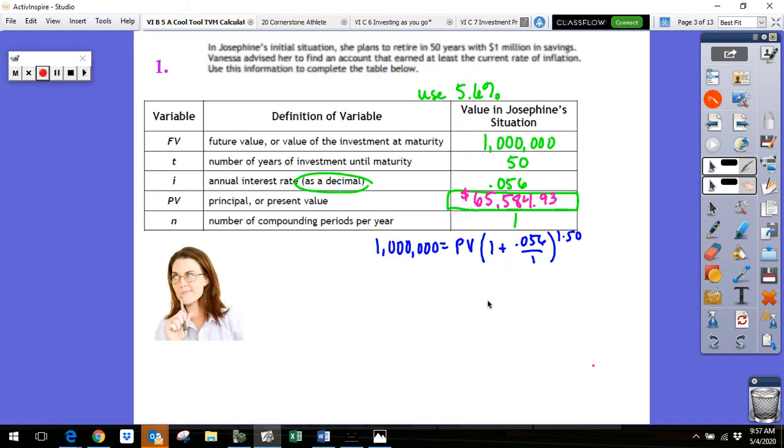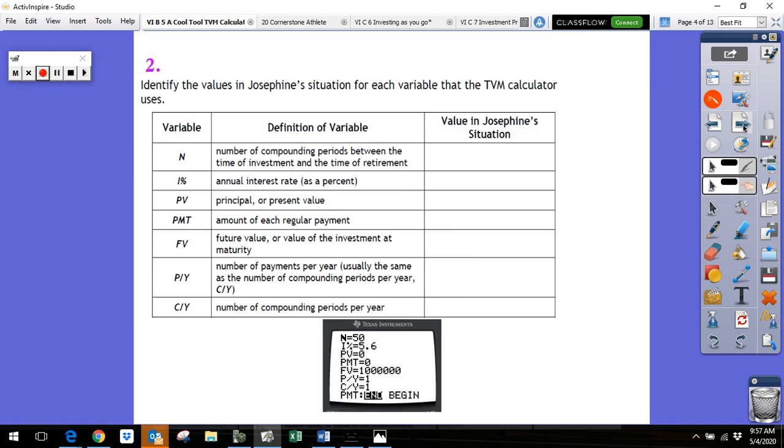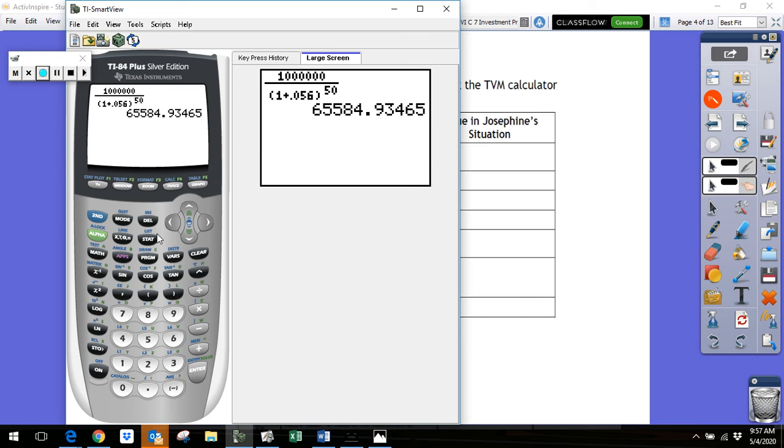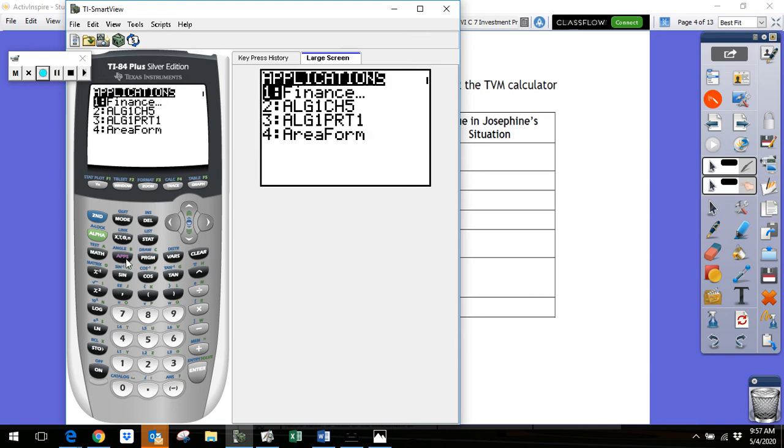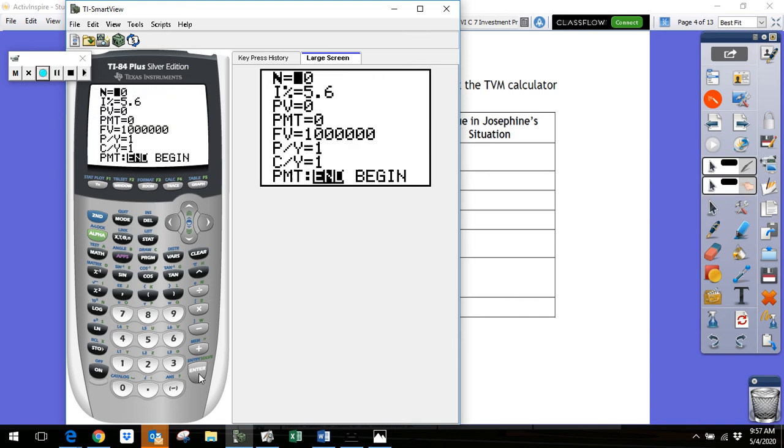Okay? But do you think people in the real world really go out and do this formula all the time? No. This is the same example that you see here in the chart in number 2. So if you tweak this information and you plug it in, I've got the calculator preloaded with this one. So again, where do you go? You go to Apps, Finance, TVM Solver.